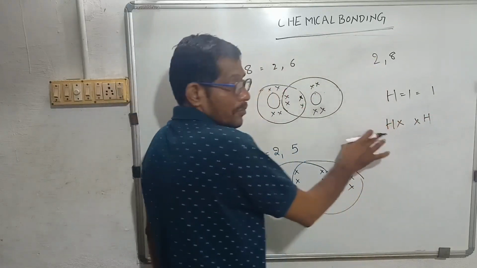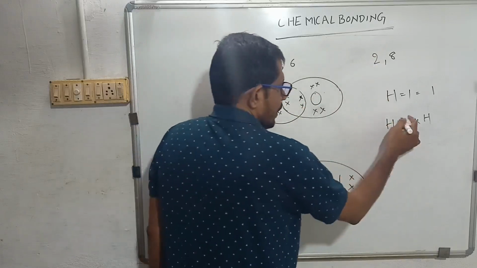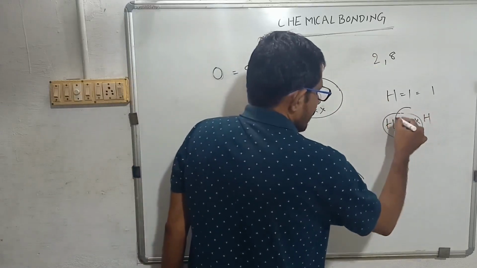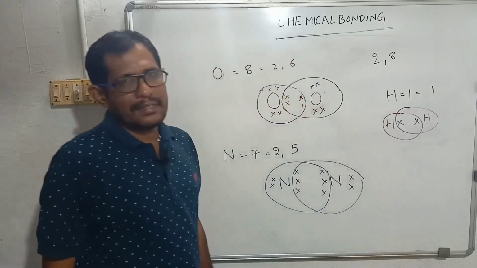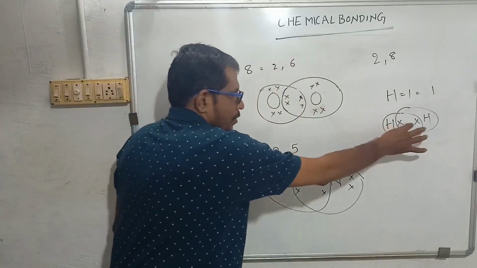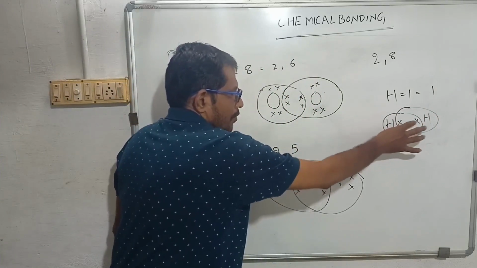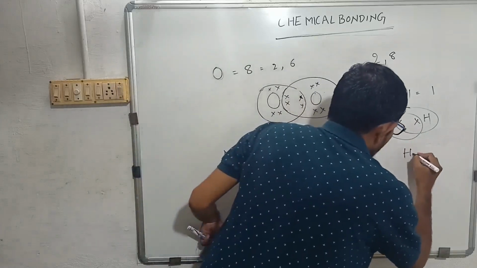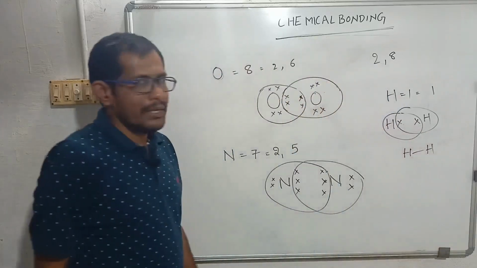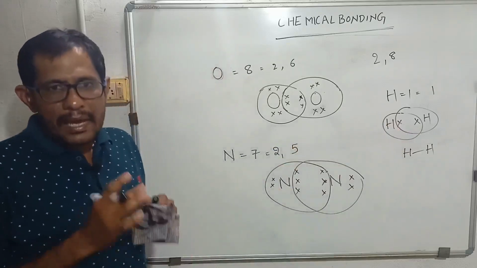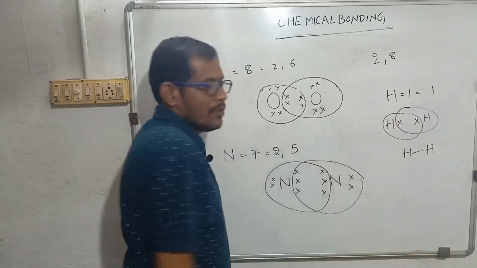So how do we need to draw the circle here? By taking the 2 electrons. Here also, for this hydrogen, we need to draw the circle like this. Observe carefully: here only 2 electrons are involved, only one pair of electrons is involved. So a single bond will come.